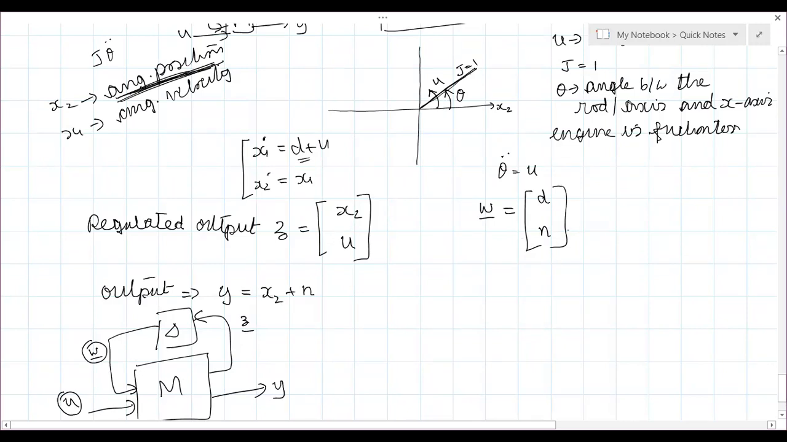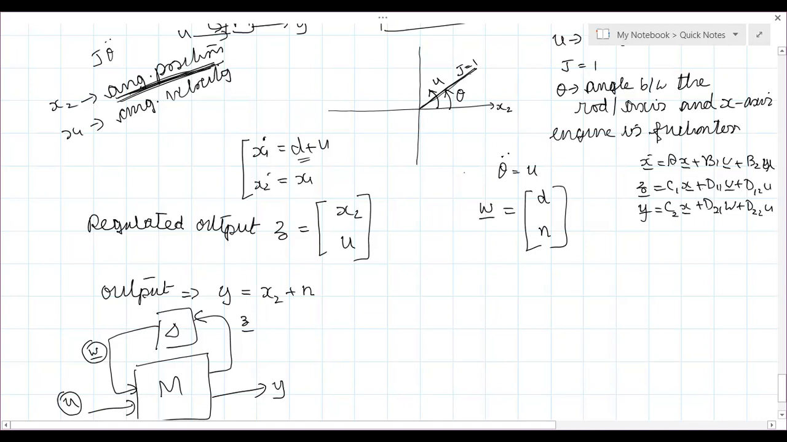Are you following what I'm saying? Okay, so now we identified our Z and W. Now we have to express the plant in the standard form. What's the standard form? x dot equals Ax plus B1W plus B2U, and then Z equals C1x plus D11W plus D12U. Then y equals C2x plus D21W plus D22U. So let us try to express these things in this form.